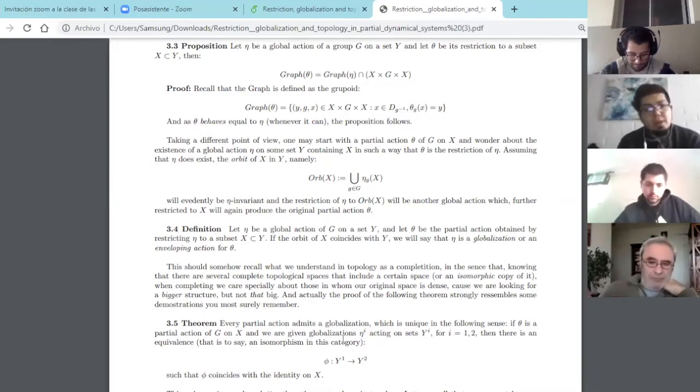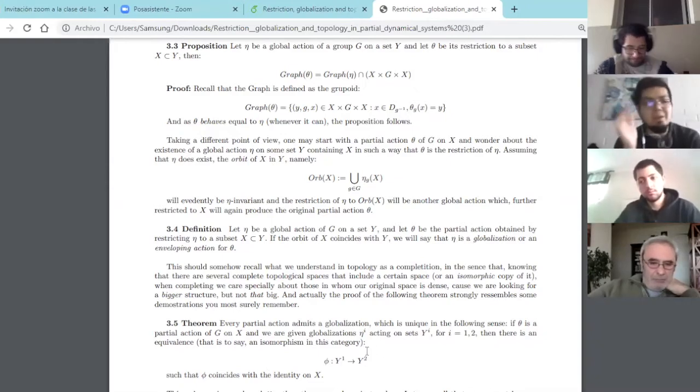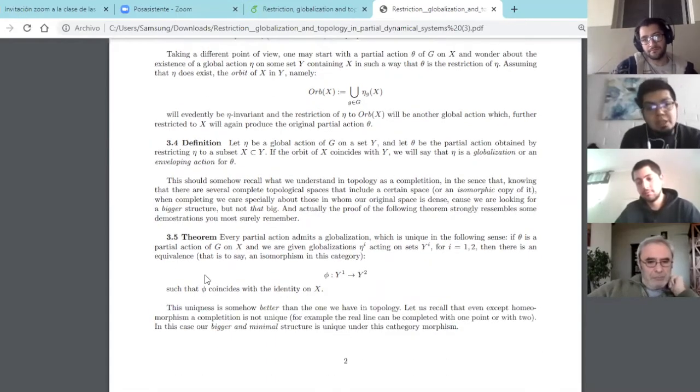Okay. So the theorem is what we expect: every partial action admits a globalization, which is unique in the category of global actions. In the sense that if we have two globalizations, then we have an equivariant map such that it coincides with the identity of X on X. Remember that each one of these contains a copy at least of X.